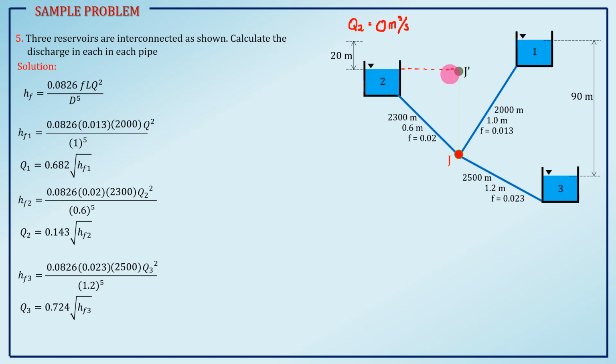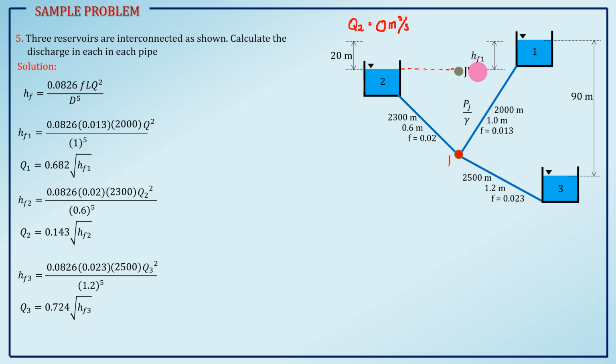So that you have the head loss now. You can calculate the head loss at your reservoir 1. So, that is the change in elevation, HF1, and elevation, that is 20 meters. So, HF1 is equal to 20.